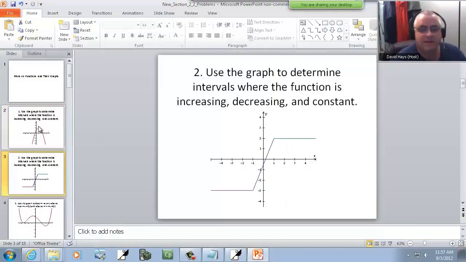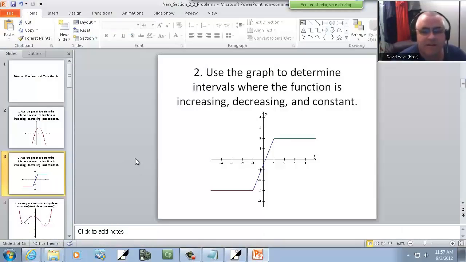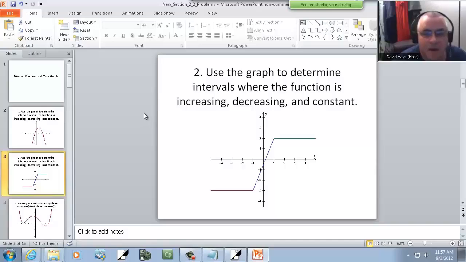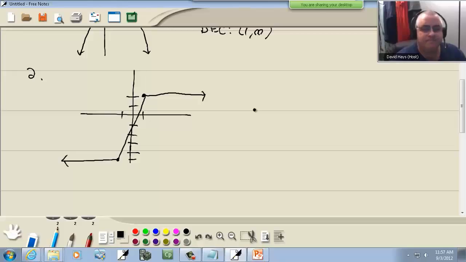Let's look at our second example here. Let me kind of sketch this down. 1, 2, 3, 4, 5. One, two. There we go. Well, again, clear over here is negative infinity, clear over here is positive infinity. So coming from the left, it's coming from negative infinity.